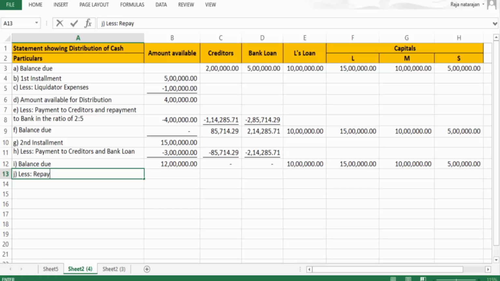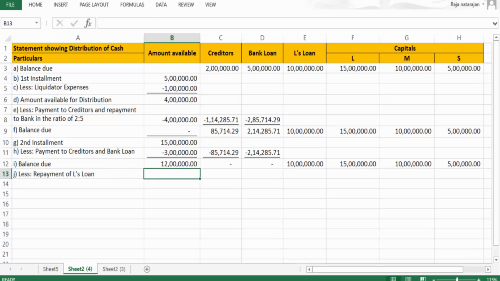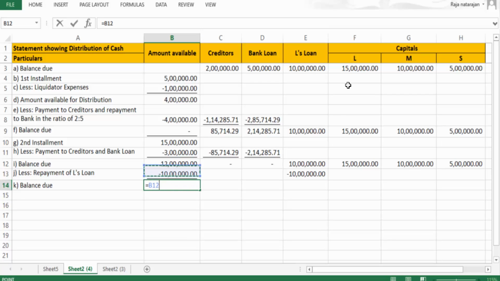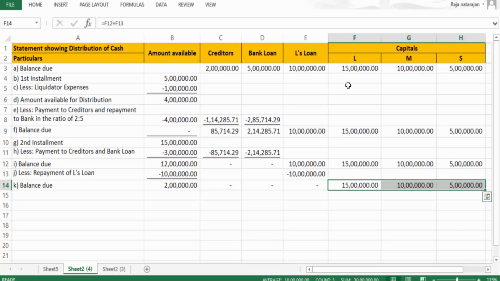less repayment of else loan. So we can use minus 10 lakhs, right? So that gets paid. It means again we can arrive at balance due. Okay, balance due is 12 lakh minus 10 lakh, that is 2 lakhs, nothing here, nothing here, and the entire 10 lakh has been paid, and these will continue. Okay, 15 lakh, 10 lakhs and 5 lakhs.